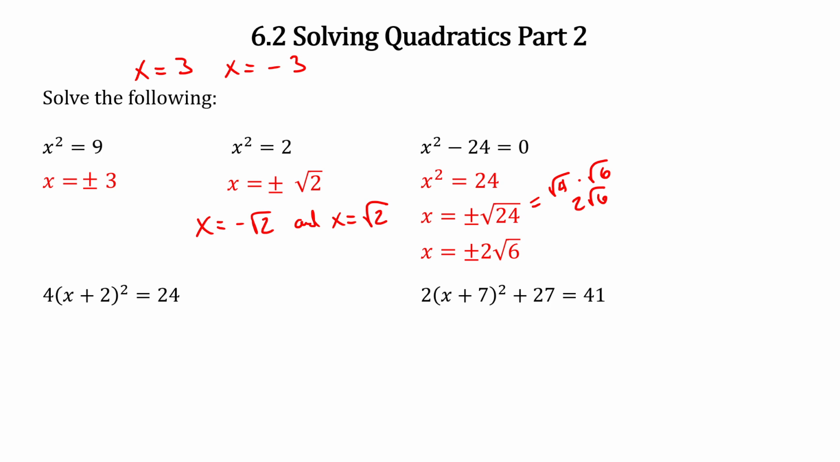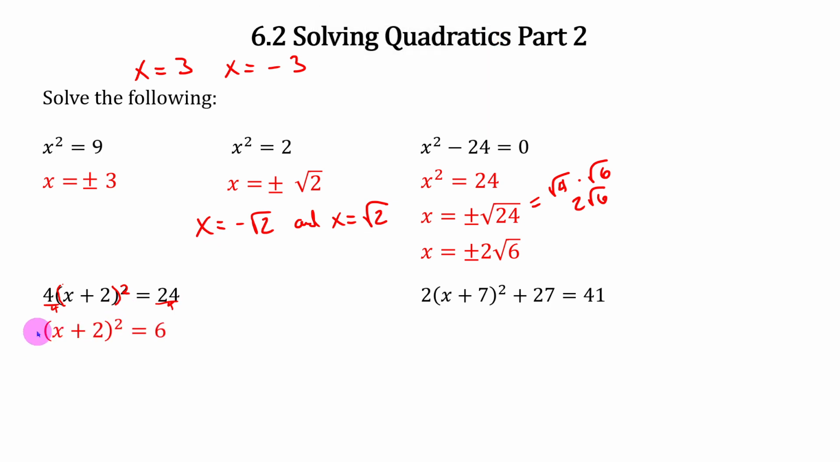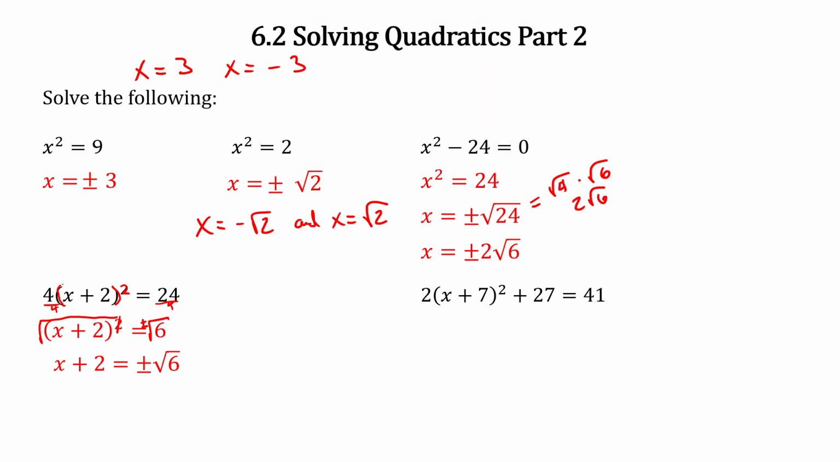Okay, let's kind of put it all together here. What you want to do is, when the square is on the outside like this, you want to get this thing by itself. So we're going to divide both sides by 4. Now, to undo the square, I square root both sides, but I have to do the positive and negative square root. The square root sign cancels that part out. So I get x plus 2 is the positive and negative square root of 6.